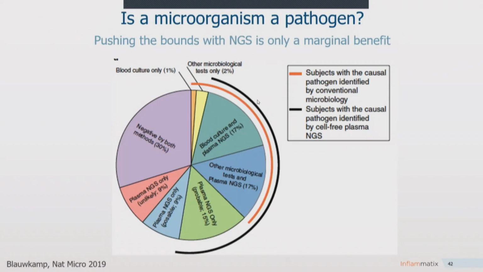This was a paper published in Nature Microbiology last year showing that if you sort of follow the black line outside the circle, the things that were found on blood culture on the orange line were also found on NGS by and large. And NGS also picked up some extra potential pathogens, but it picked up a lot of stuff that probably was not pathogenic. It's just microorganisms that are floating in the blood.